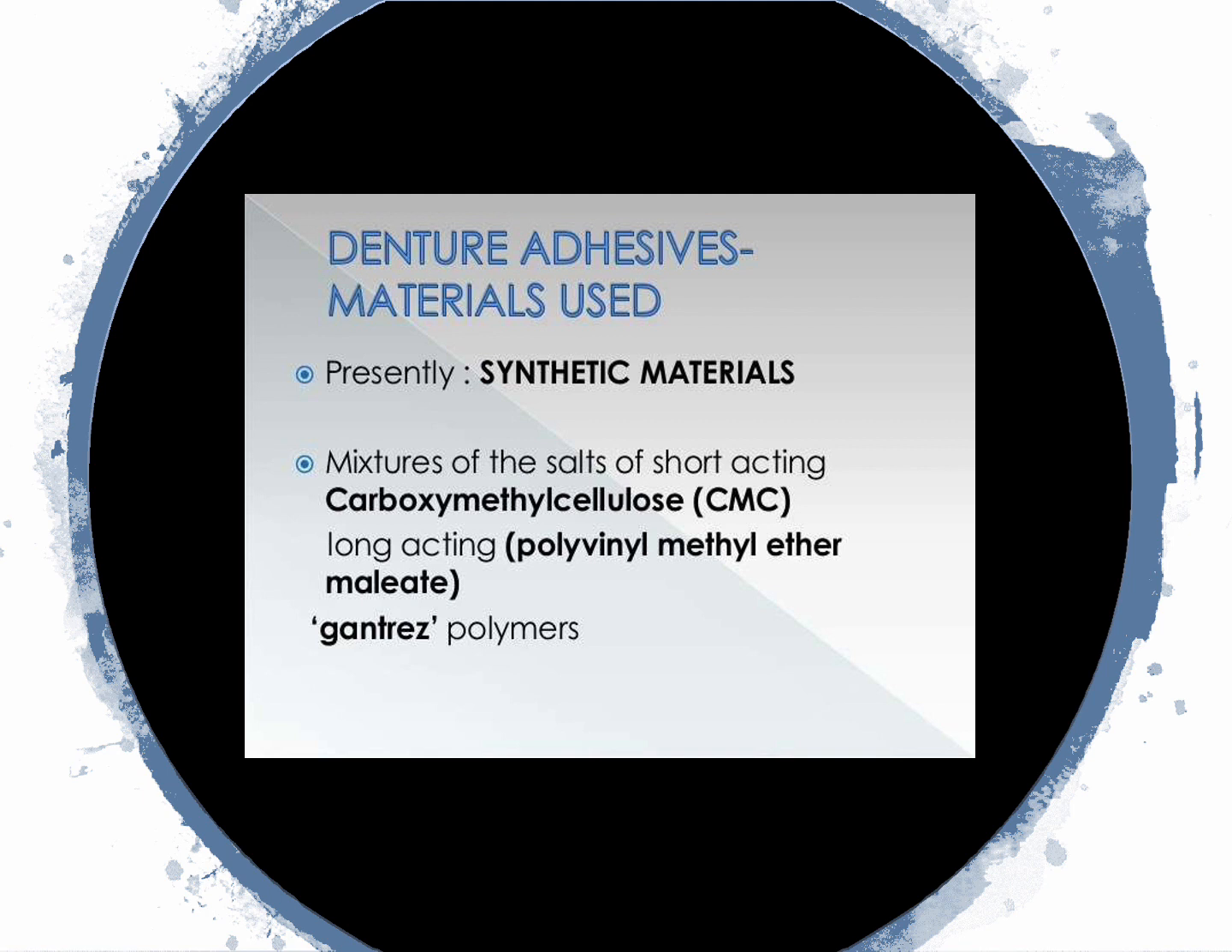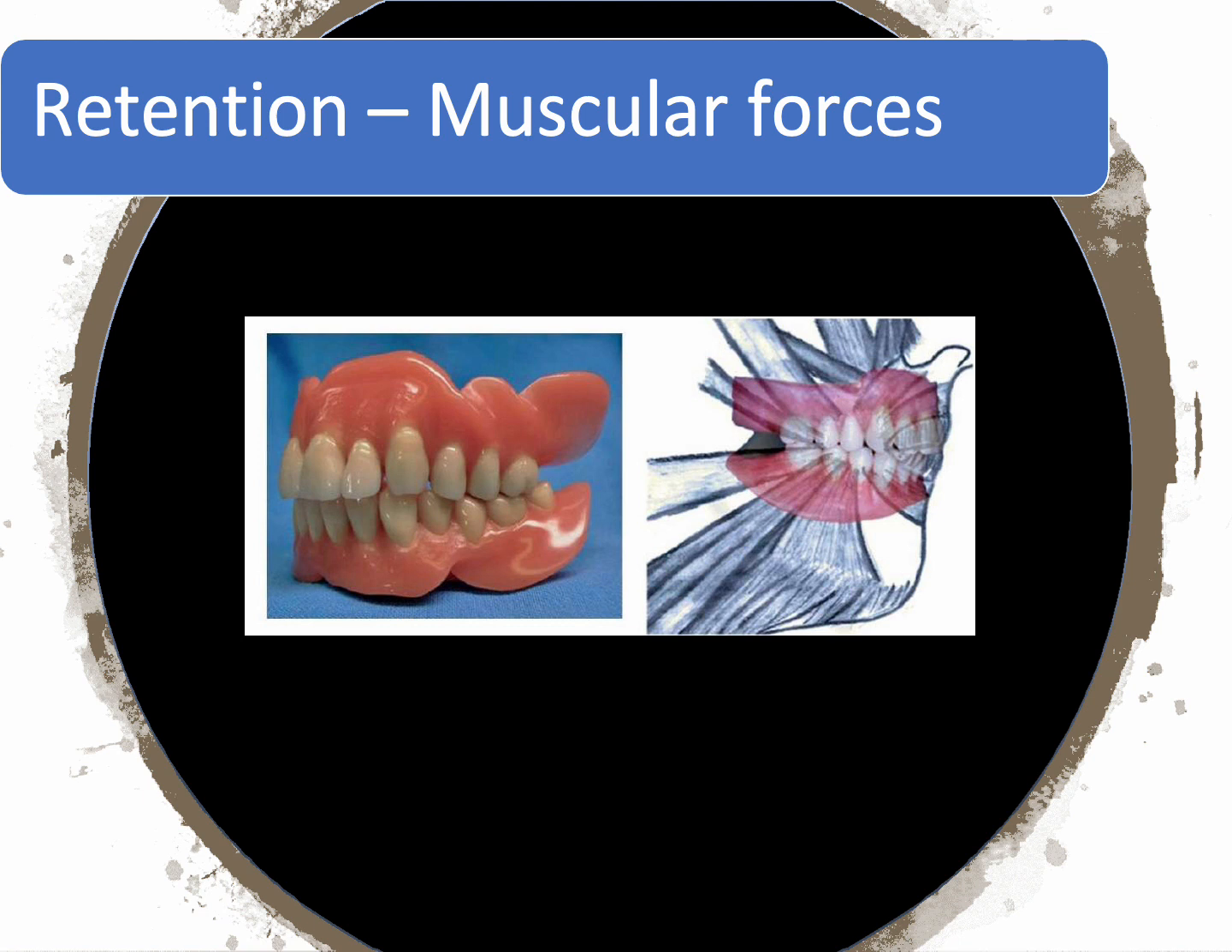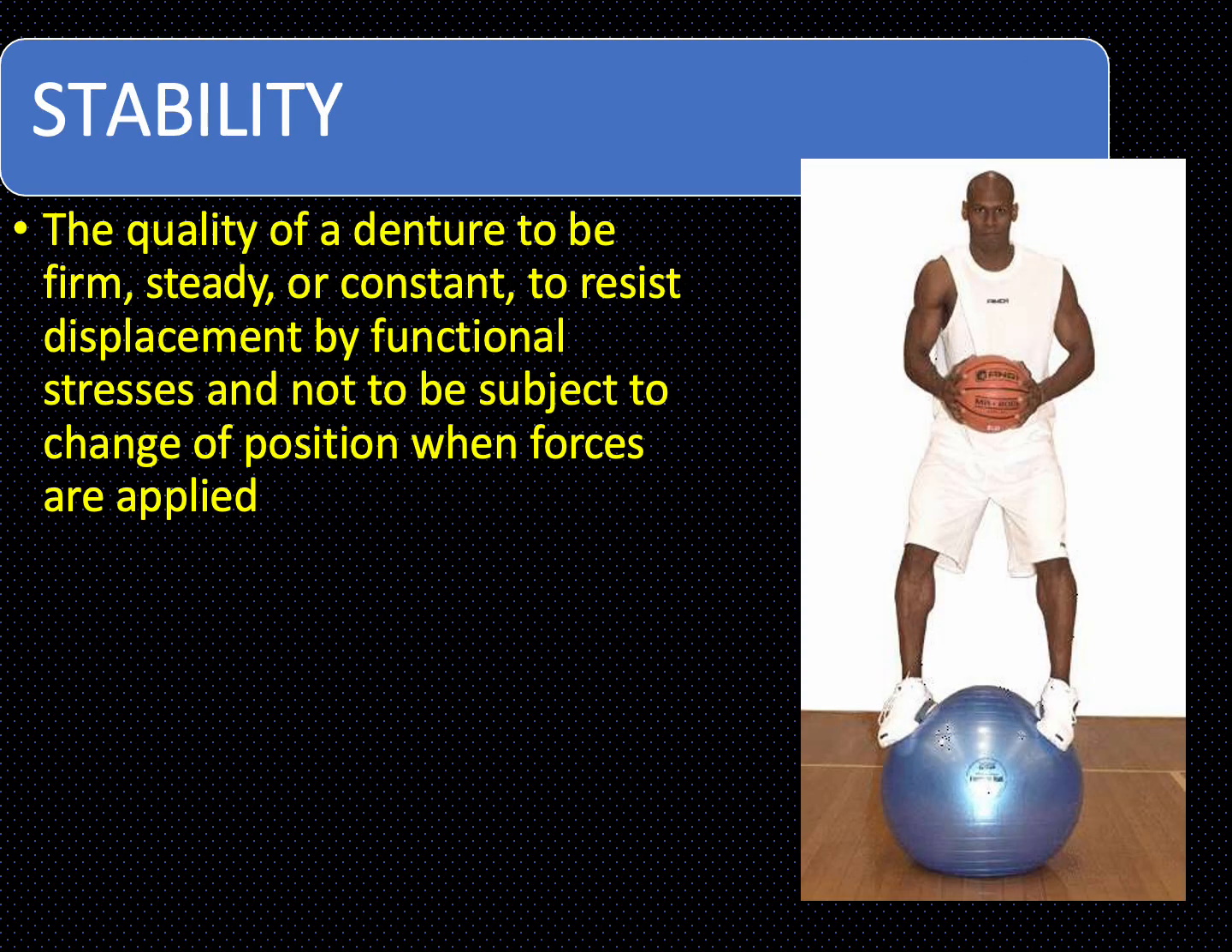Apart from that, we have denture adhesives, as I told you in the previous slide. These are synthetic materials which are a mixture of salts of short acting carboxymethyl cellulose and long acting polyvinyl methyl ether maleate, which uses karaya as the polymers for enhancing the retention of the prosthesis. Retention of the prosthesis can also be obtained with the help of stable muscular forces which are balanced both on the labial and lingual side.